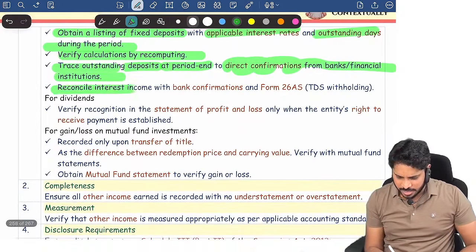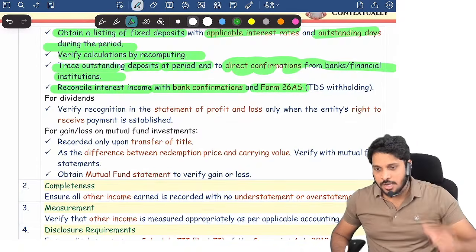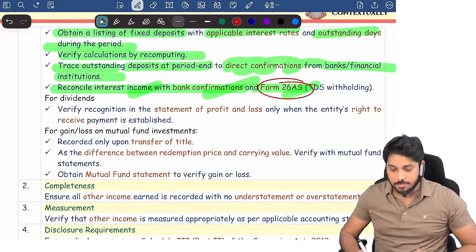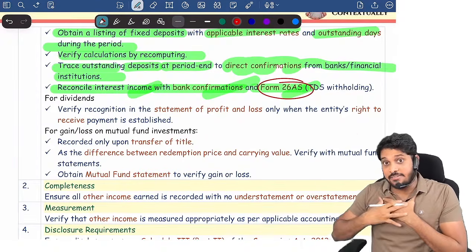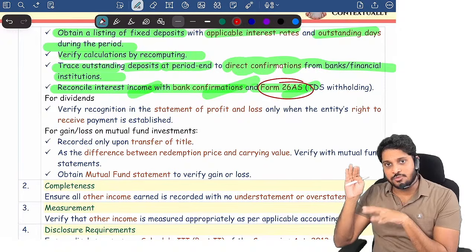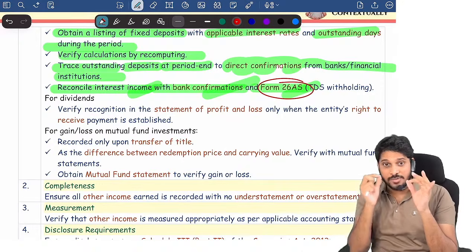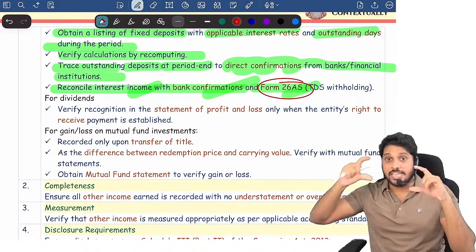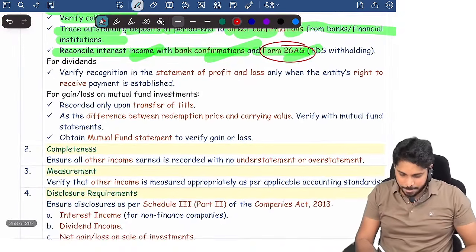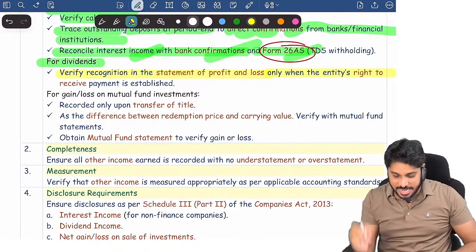Next, reconcile interest income with the bank confirmation from Form 26AS. Form 26AS is nothing but TDS related details that will be there in our company login ID. Our company will have a PAN number, right? Log into the company income tax portal. Form 26AS will be there. In that, you can see how much interest as per banks the company got. This Form 26AS information will contain income details of the company. These details were given by banks and finance institutions. Then for dividends, verify recognition in P&L is only when the company's right to receive payment is established.